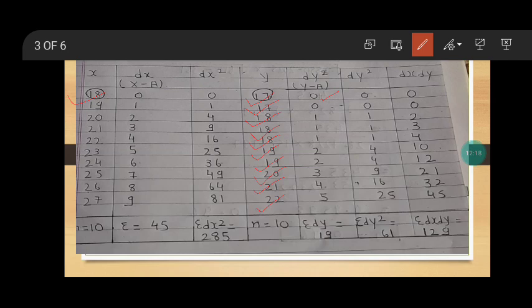Next item is again 2, so the square of 2 would be 4. Then the next item is 3, so the square of 3 would be 9. Next item is 4, so the square of 4 would be 16. And the last item is 5, so the square of 5 would be 25. So this way we have completed the dy square column. Then the last thing that we have to calculate here is dx into dy.